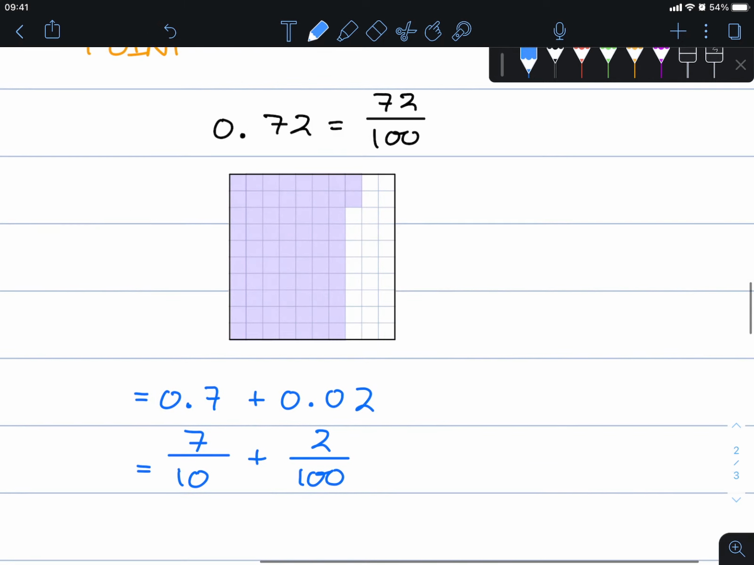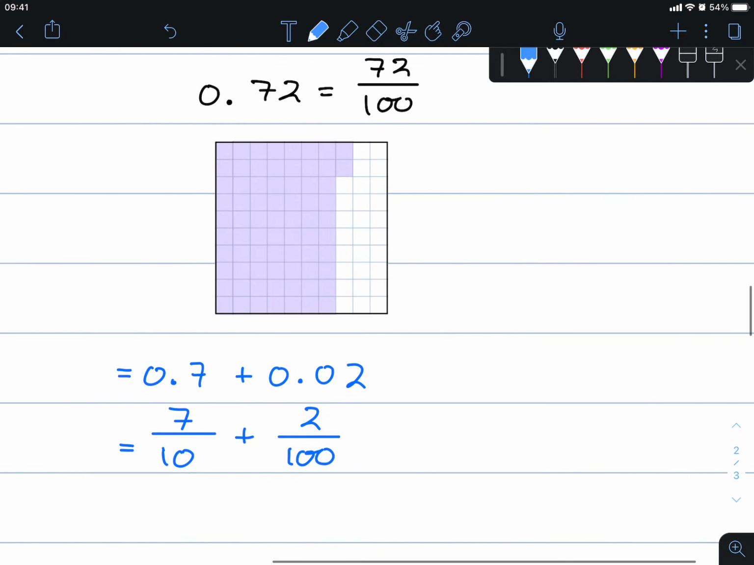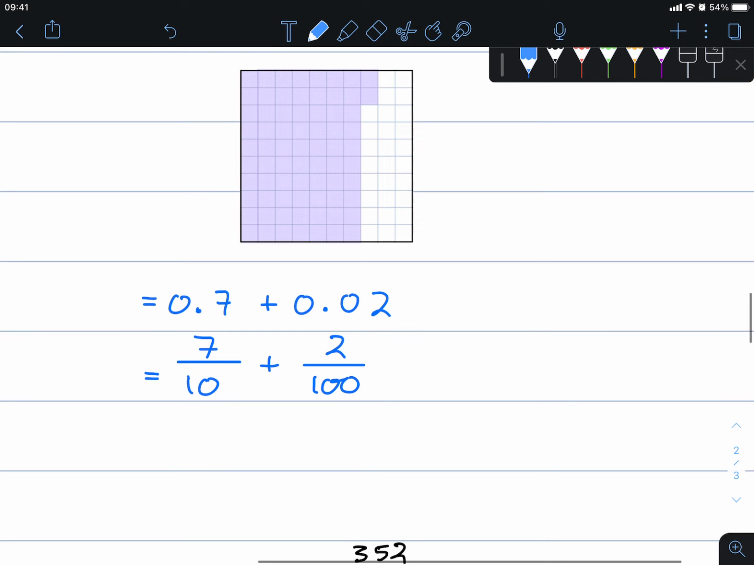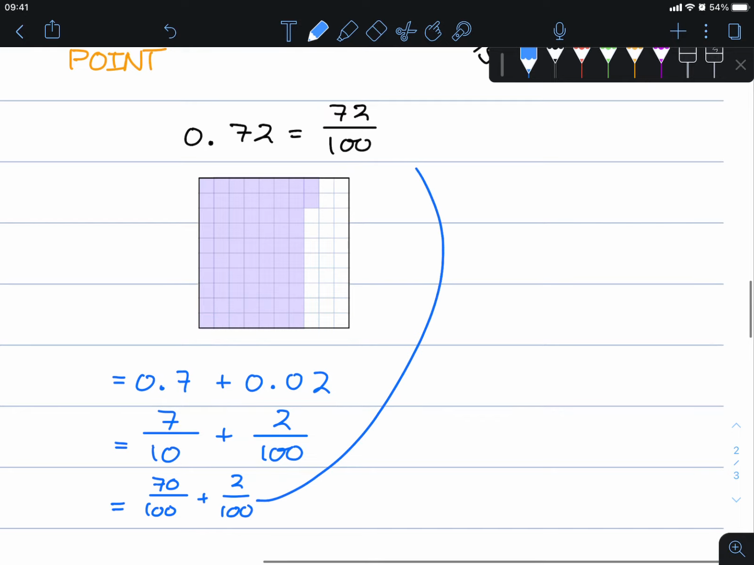Same thing can happen with this. 0.7 plus 0.02, that's 7 over 10 plus 2 over 100. We could convert this to 70 over 100 plus 2 over 100, which is exactly what we were looking for originally.